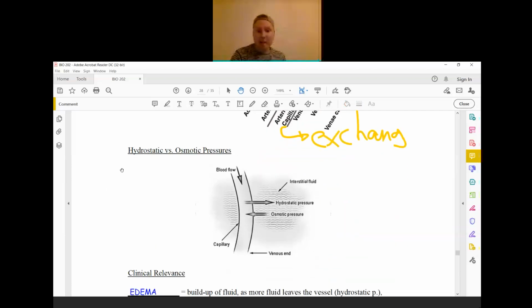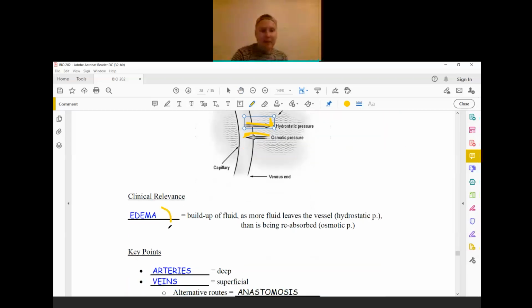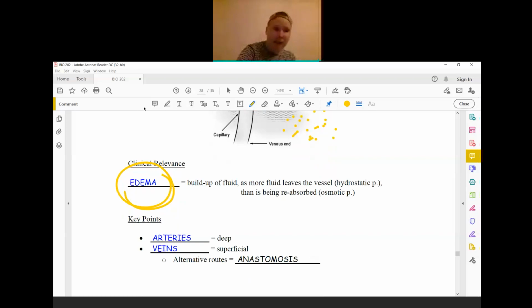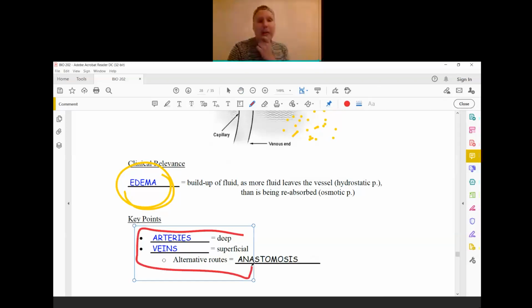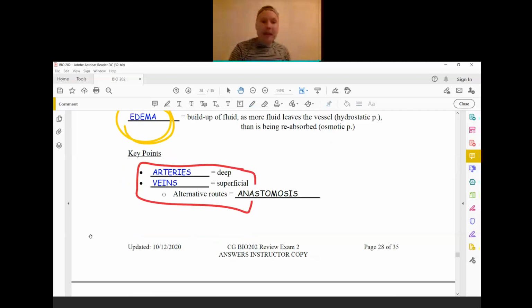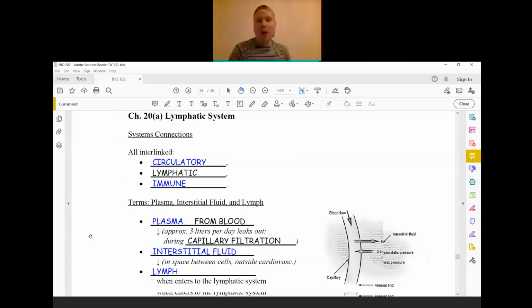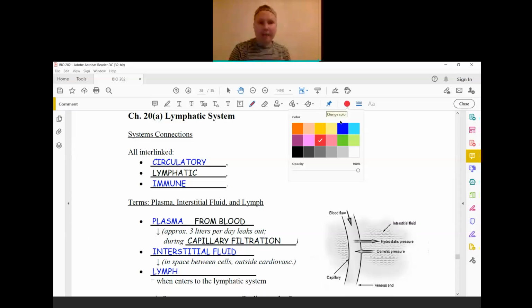Finally, we saw that there were two forces that worked to push blood out of the vessel and blood back to the vessel, hydrostatic and osmotic pressure. And if those were not in balance, we end up with edema, more liquid being built up outside the blood vessel. So if you want to summarize what you need to know based on those diagrams that I offered you, the big take-home message is that arteries typically run deep, whereas veins are superficial. And that completes that. And then we have the lymphatic and immune system. Really what I wanted to show here was that the lymphatic and immune system are linked with the circulatory system as well. So all of these systems work together.